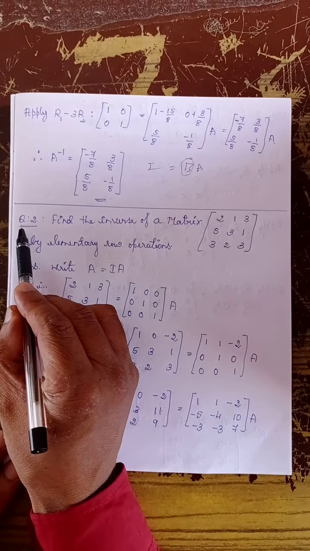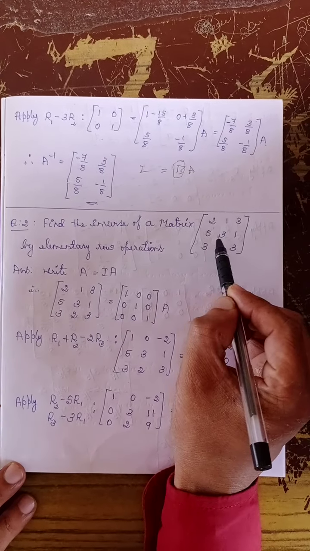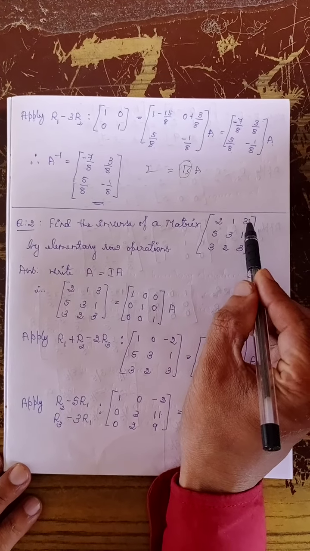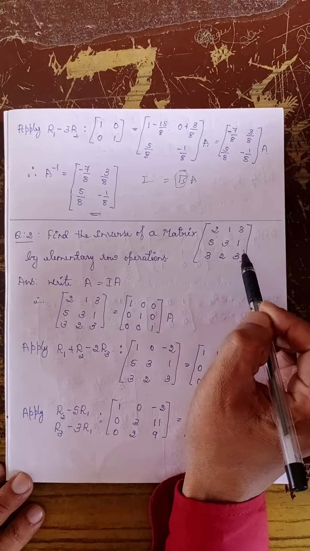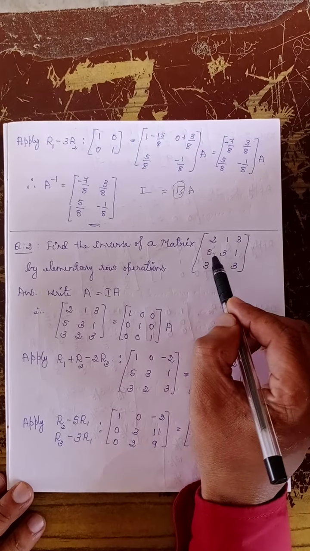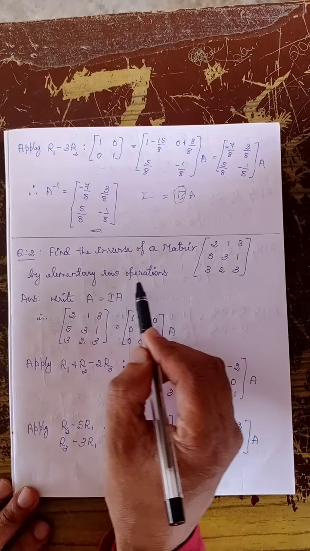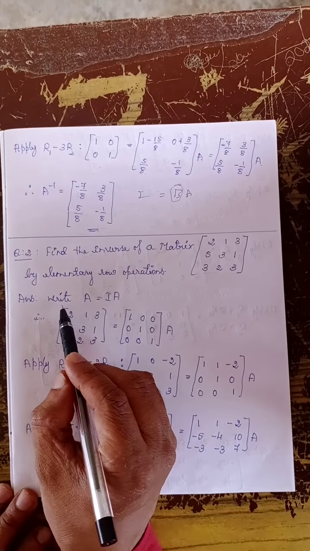Next problem, question number 2. Find the inverse of a matrix. Now we consider a third order matrix, a matrix containing 3 rows and 3 columns, that is [2 1 3; 5 3 1; 3 2 3], by elementary row operations. Here the procedure is the same, right?